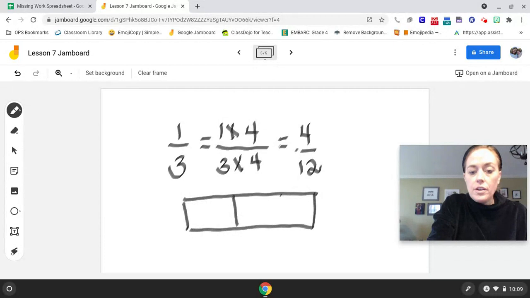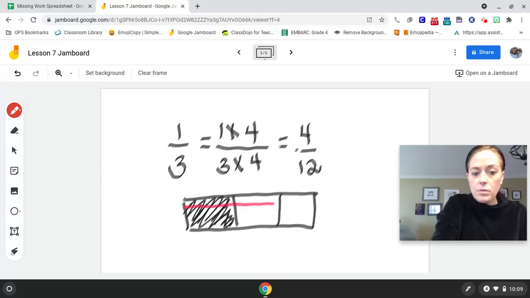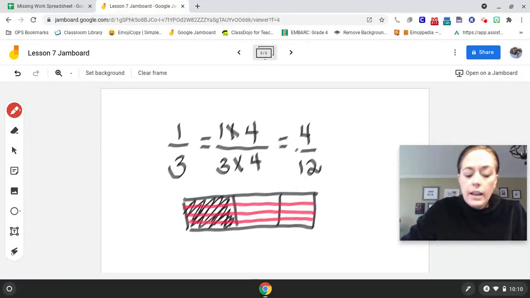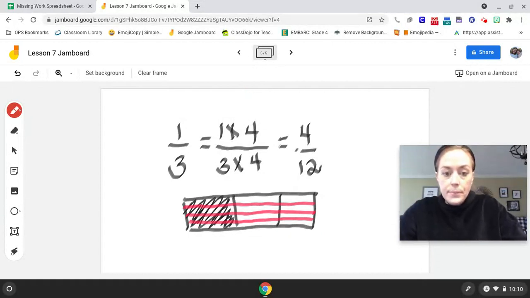I start with 1/3. 3 total pieces. 1 is shaded in. I'm going to cut it 4 times, right? So I'm going to make 4 rows. And I've got 1, 2, 3, 4, 5, 6, 7, 8, 9, 10, 11, 12. That's my denominator. I've got 4 shaded in. That's my numerator. So 1/3 is equivalent to 4 twelfths.